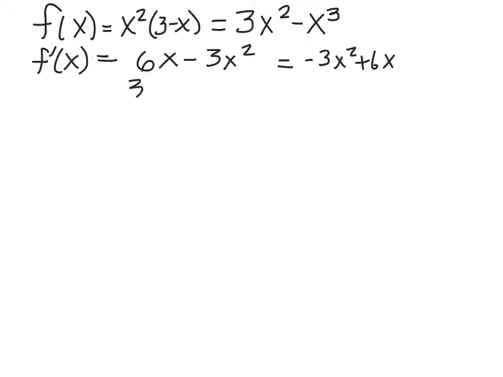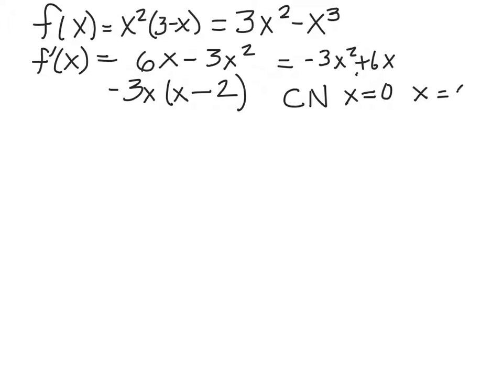So I've got to factor that. I'm going to take out the negative 3x, and that will leave me with an x minus 2, right? Because negative and negative will give me this positive over here. So if I want to find my critical numbers, from negative 3x, x equals 0, and from x minus 2, x will equal positive 2. That's because I set each of these terms equal to 0 and then solved.